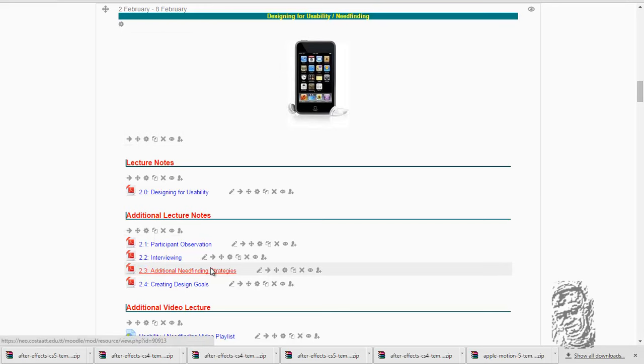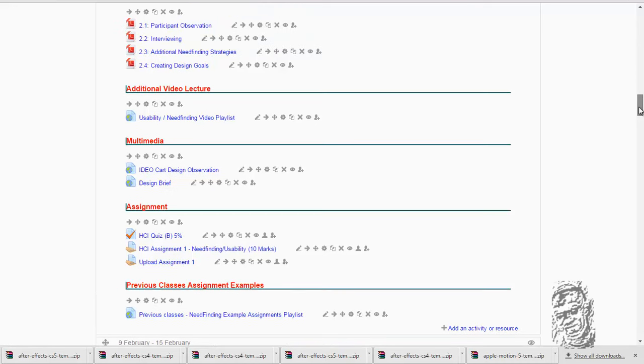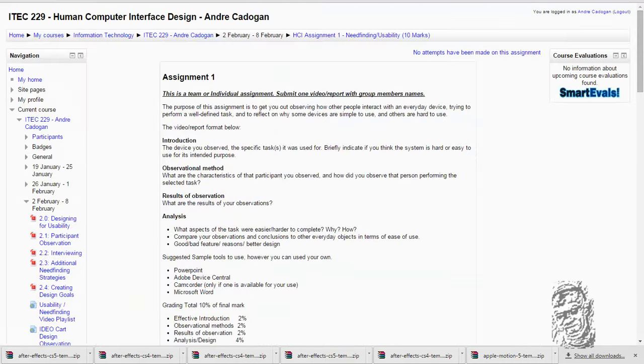In explaining the need finding assignment, which is located on your e-classroom, the need finding usability assignment, which is 10 marks basically on Banner. Before we explain the contents of this assignment, which could either be worked in a team or in a group or by yourself, and of course you will need people in order for you to observe.